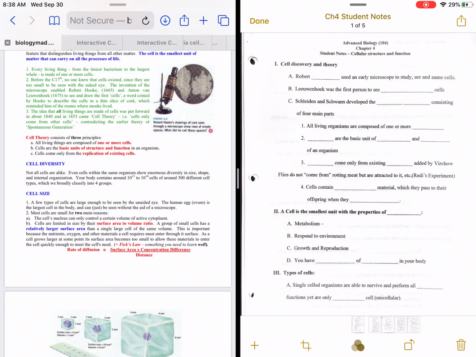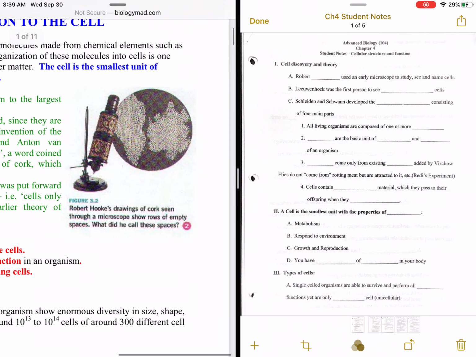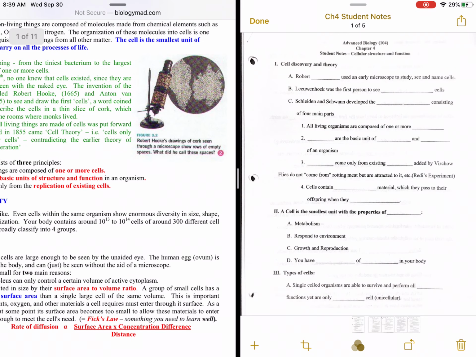Robert Hooke looked at cork cells. You can see on this picture the type of microscope he used and the cork cells that he kind of saw. Leeuwenhoek was the first person to see living cells. He looked at pond water and those creepy crawlies that we typically see in here.